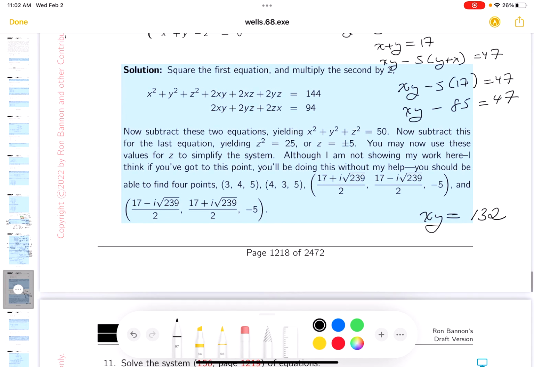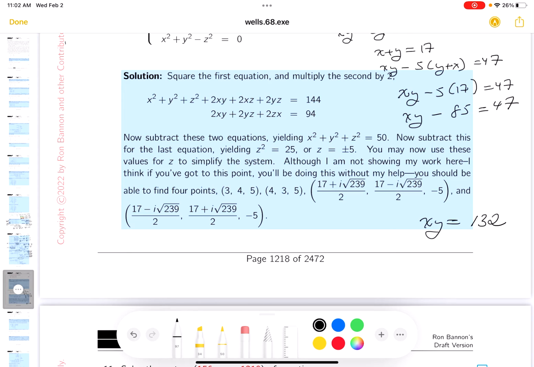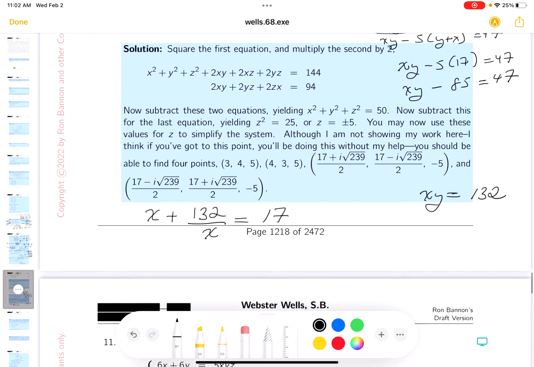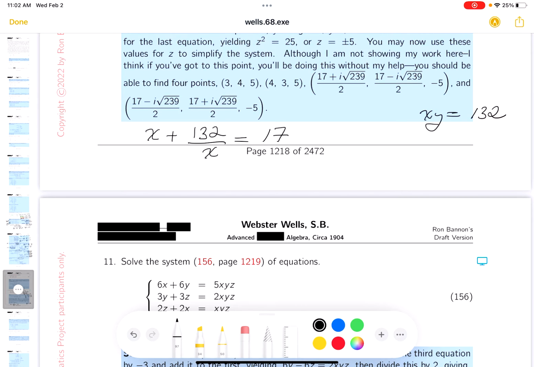All right, different number, but I'm going to pop it in. And where do I pop it in? Right over here. And what do you get? x plus y. What's y? It's 132 over x. And what's it going to equal? 17. I'm going to multiply both sides by x. Deja vu all over again. You get x squared plus 132 equals 17x. Well, it's quadratic.